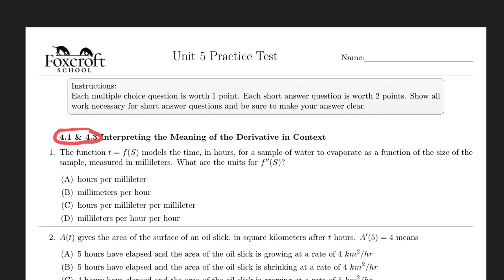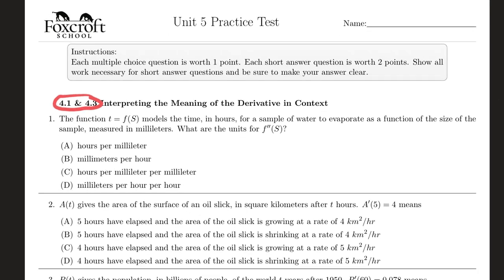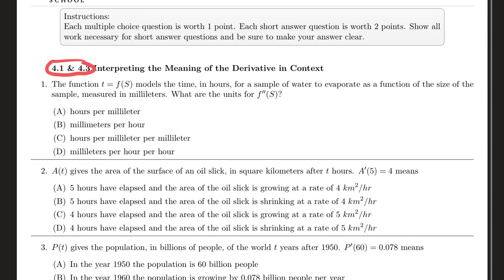This is 4.1 and 4.3. 4.1 is the one that's called interpreting the meaning of the derivative in context, and 4.3 is interpreting the meaning in other contexts or something like that. So they're really similar, so I just put them in one thing. All right, so our first question.